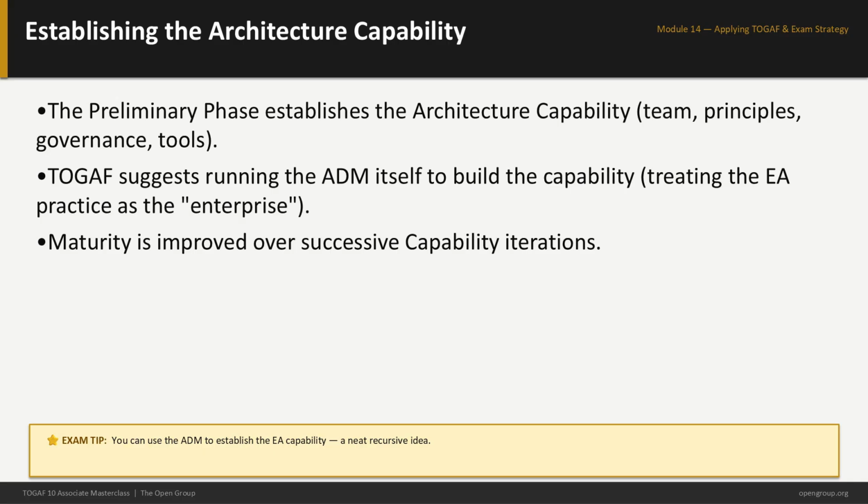Here's an elegant idea worth knowing. The preliminary phase, as we've seen, establishes your architecture capability: the team, the principles, the governance, and the tools. But TOGAF goes further and suggests something rather recursive: you can run the ADM itself to build that capability, treating your enterprise architecture practice as the enterprise being architected. And the capability is then improved over successive capability iterations.